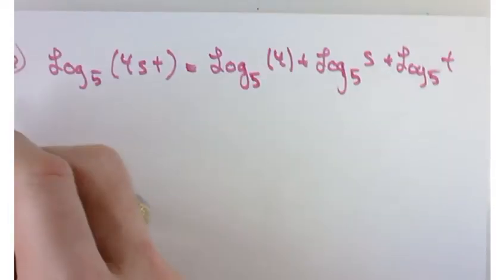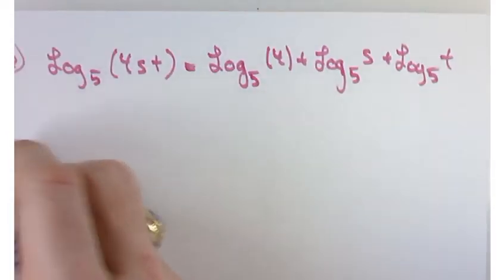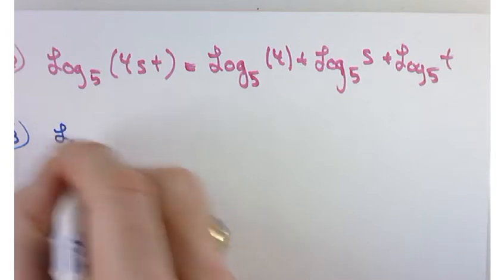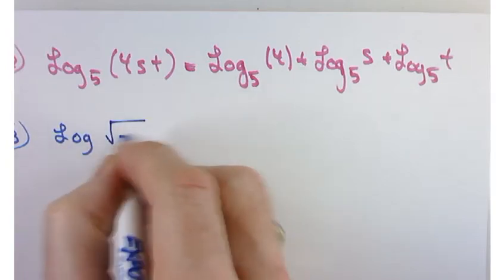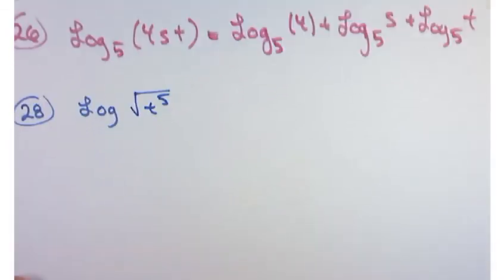Okay. So, time to practice some different properties of logs. Log of the square root of t to the 5th. What base logarithm is understood to be here, even though it's not written? 10. It's understood to be base 10.